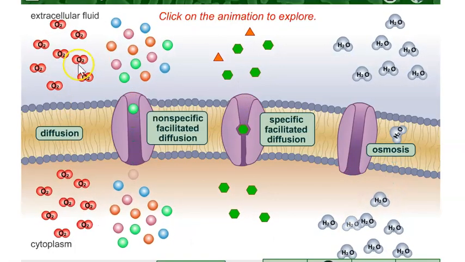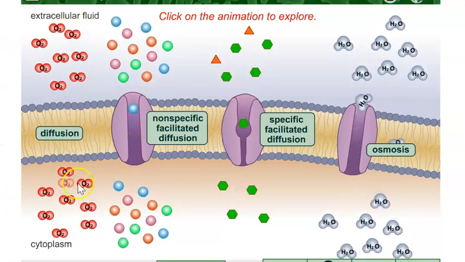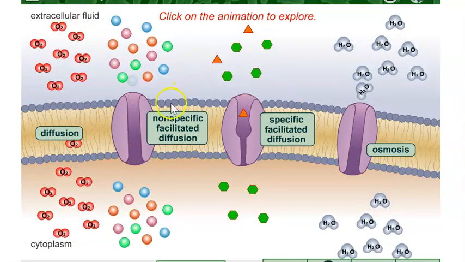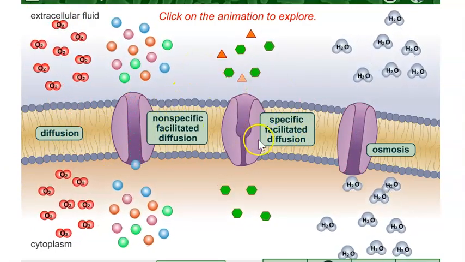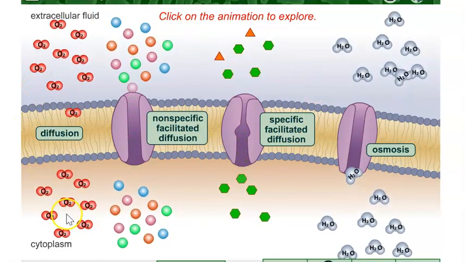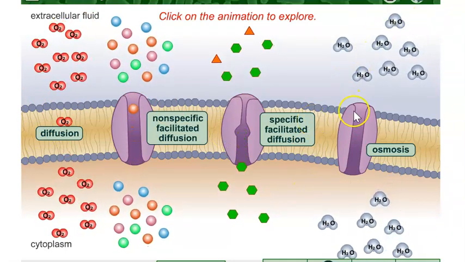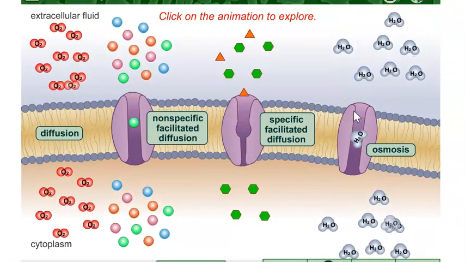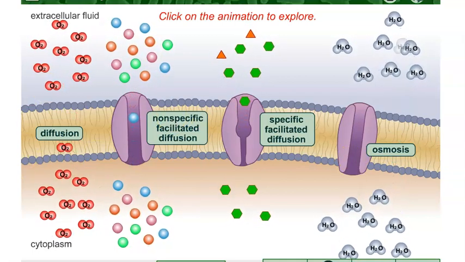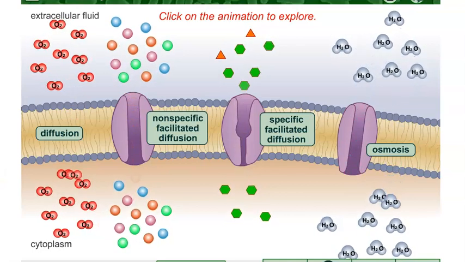And so again, we can go back to our little animation and see there is diffusion moving back and forth. There is your facilitated diffusion, non-specific and specific, where you're controlling the type of molecules. Both of these are the diffusion of what's dissolved in the water. And with osmosis, we're looking at the movement of water across the membrane as opposed to what's dissolved in that water.